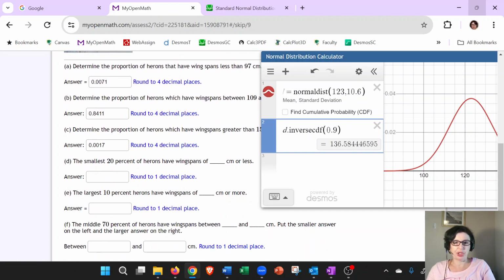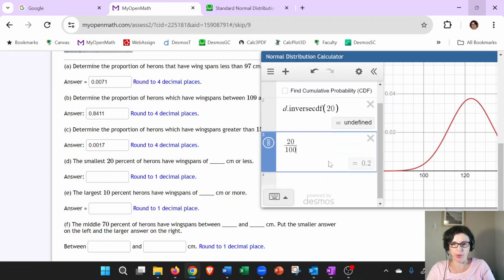So first, if it says smallest 20%, that is the same thing as saying 20th percentile. So one thing you do need to understand is that you can't just type 20 over here because, well, obviously it'll say it's undefined, but you need to convert the percentage to a decimal first.